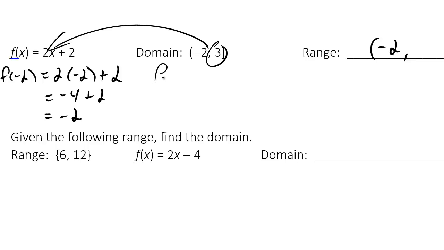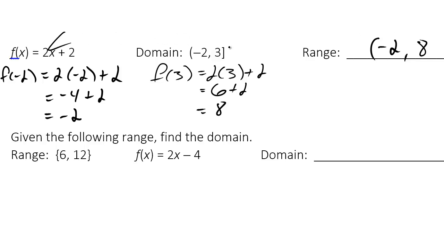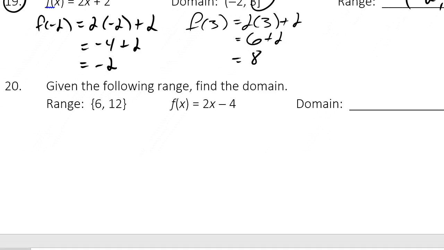Okay, so now plug in 3. We're going to have f of 3 equals 2 times 3 plus 2. 2 times 3 is 6, plus 2 is 8, so comma 8. And then since we have a bracket, we're going to end with a bracket.